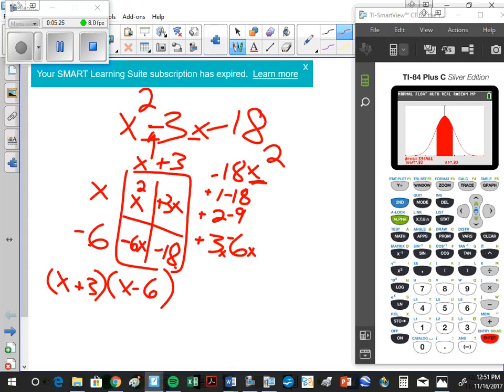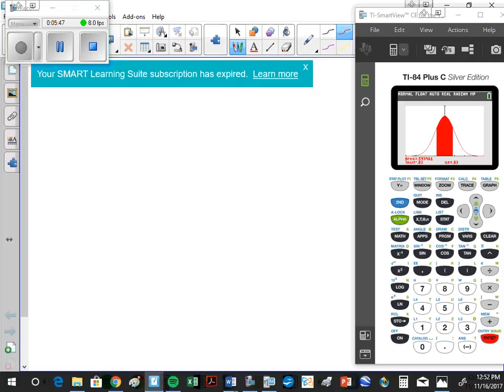If the problem said find the roots, what are the roots? We put them both equal to 0 and solve. X plus 3 equals 0. I subtract the 3 and I get negative 3. And then x minus 6 equals 0. I add the 6 and I get positive 6. Okay, let's try another one.